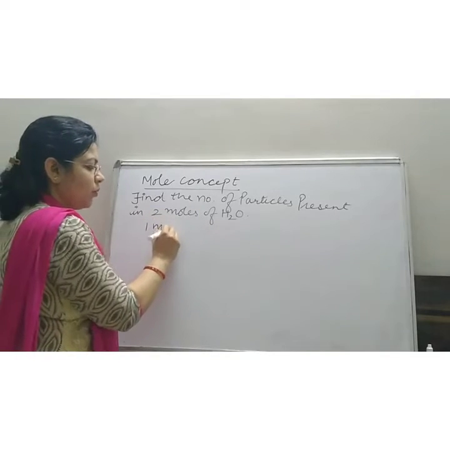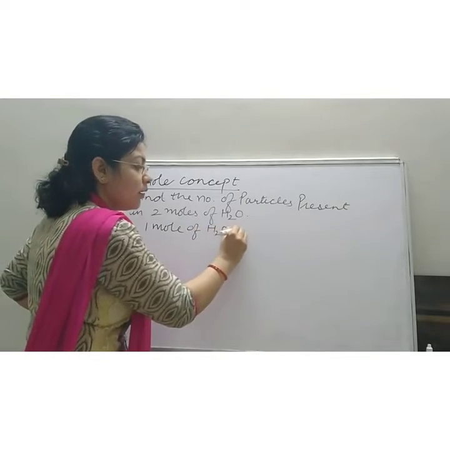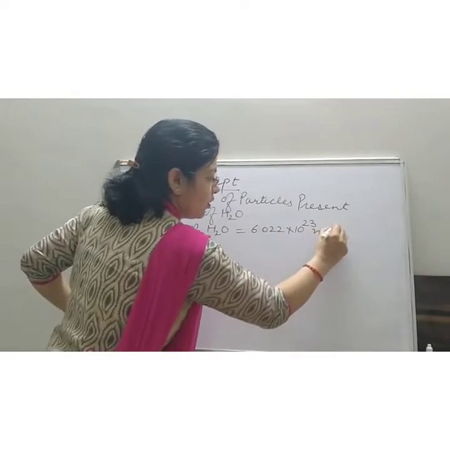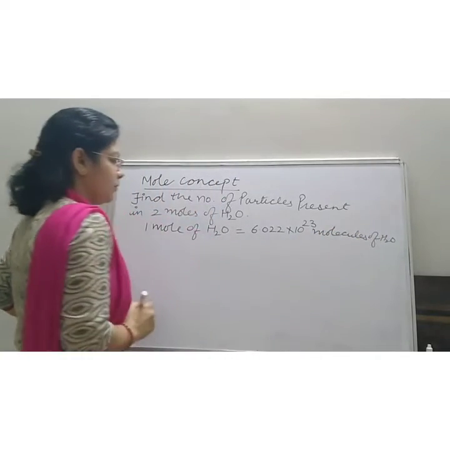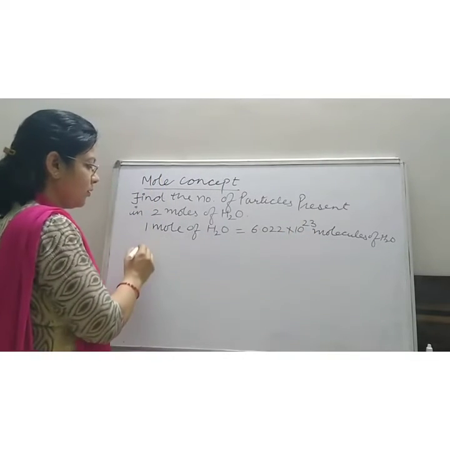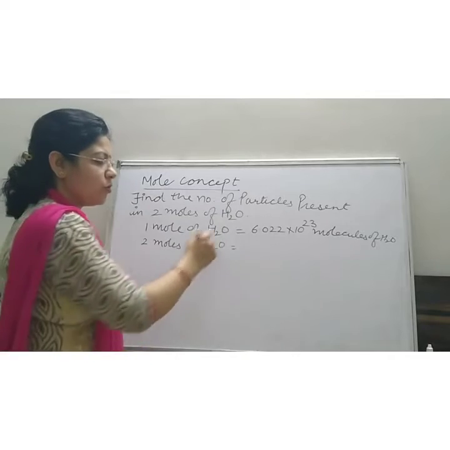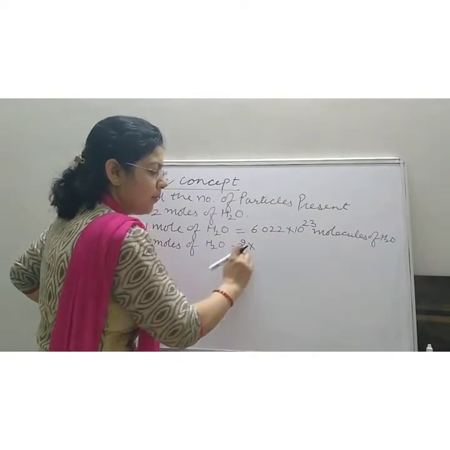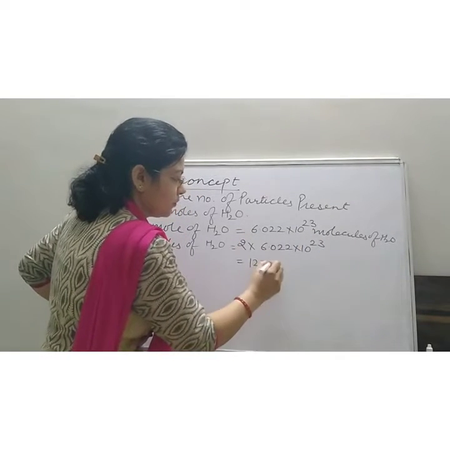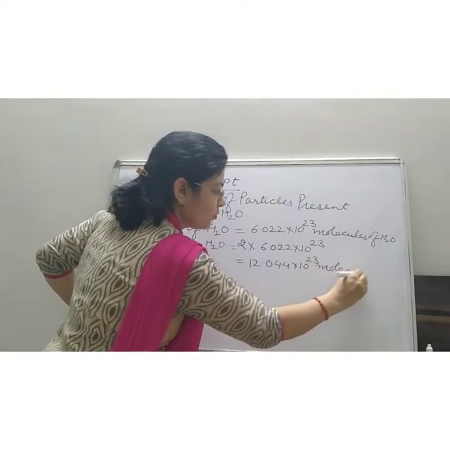We know that 1 mole is equal to Avogadro number, or 1 mole of water contains 6.022 into 10 raised to power 23 molecules of water, and in 2 moles of water, the number of molecules, you just have to multiply it by 2. 2 into 6.022 into 10 raised to power 23, that is 12.044 into 10 raised to power 23 molecules of water.